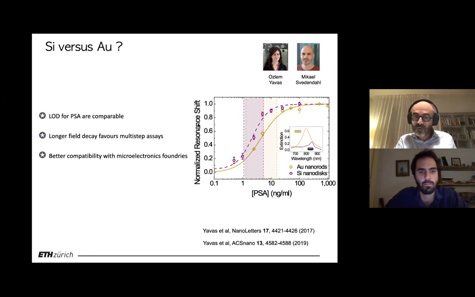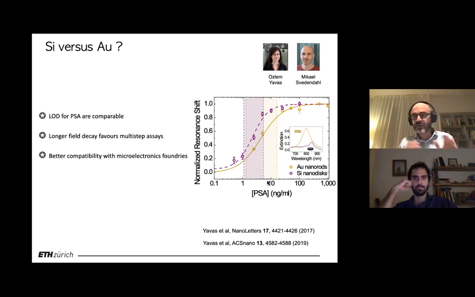The way you should read this is the response of the sensor, so the change of resonance, as a function of the concentration, in log scale, of the PSA, this prostate cancer biomarker. The take-home message here is that this is performing more or less the same as plasmonics. Some advantages, some pros, some cons. So you can say, okay, this may not be so exciting.